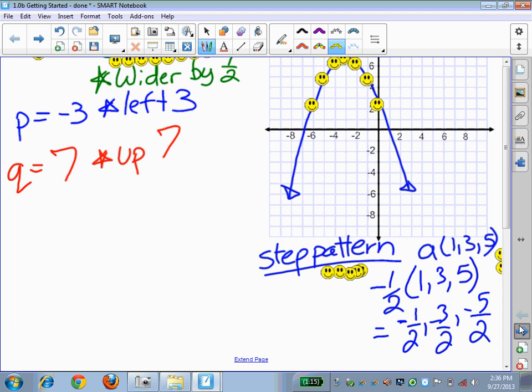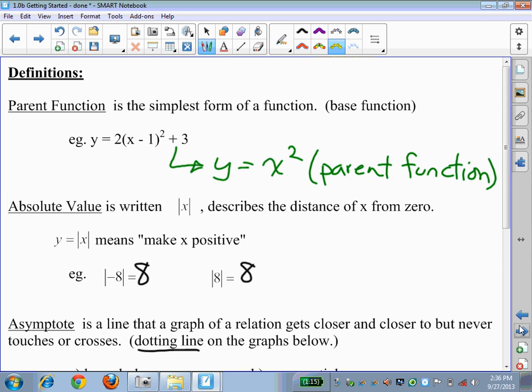Turning to the next page, we're going to take a look at some definitions. A parent function is the simplest form of a function, and we call that the base function. So given this example here, ladies and gentlemen, you should recognize this from grade 10. This is the quadratic. So the easiest form of the quadratic, or the parent function for that, is y equals x squared.